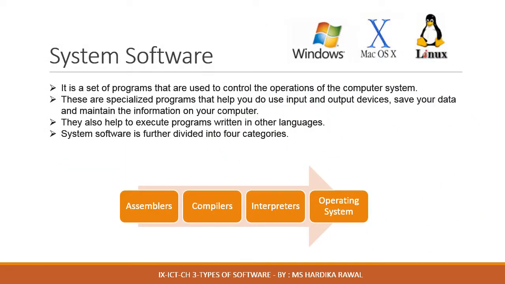The system software is a set of programs that are used to control the operations of the computer system. These are specialized programs that help you to use the input and output devices, save your data, and maintain the information on your computer. They also help you to execute programs written in other languages. System software is further divided into four categories: the assemblers, compilers, interpreters, and the operating system.